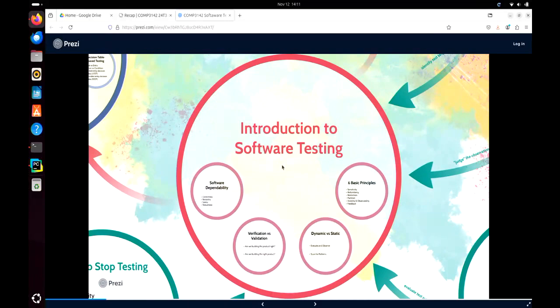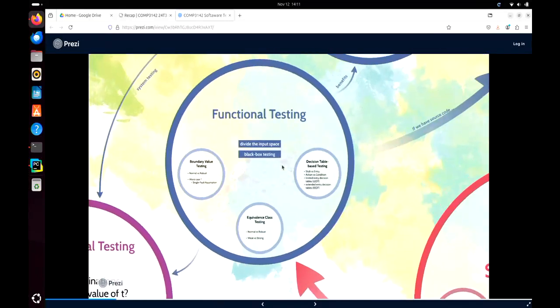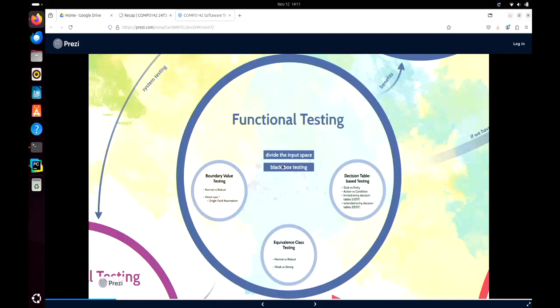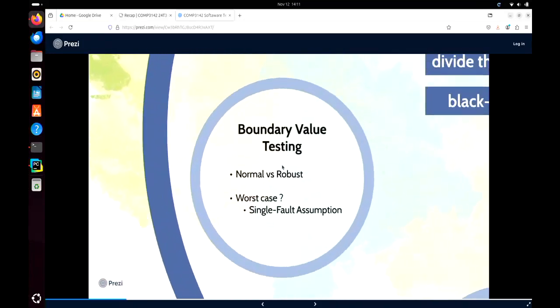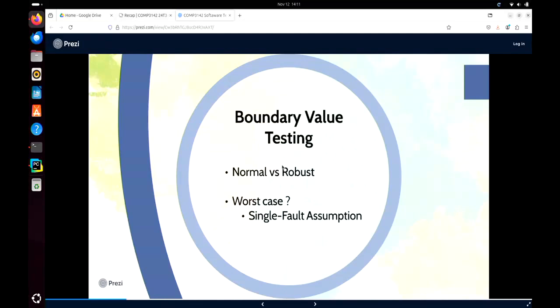And after that, we learned the first fundamental methodology in testing, and that is functional testing. For functional testing, first we learned boundary value testing. Do you still remember what a normal boundary value testing is? What is a robust boundary value testing? Okay, good. And what about worst case boundary value testing?